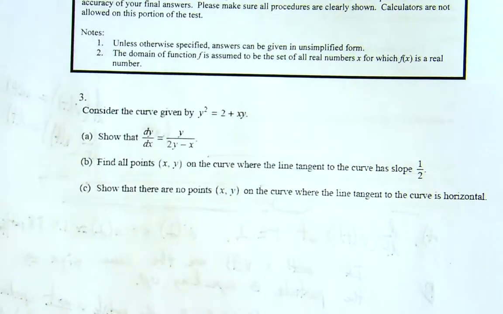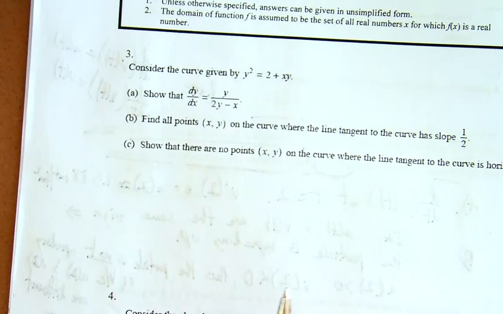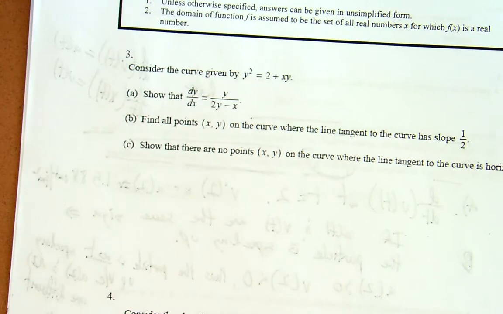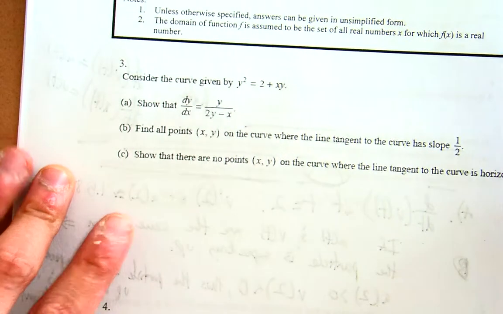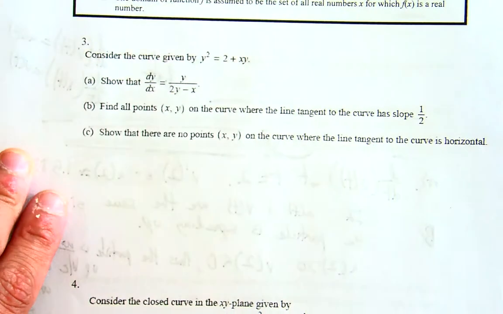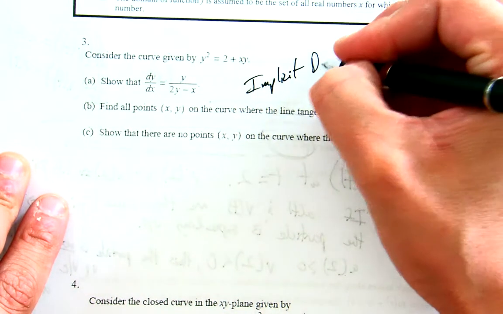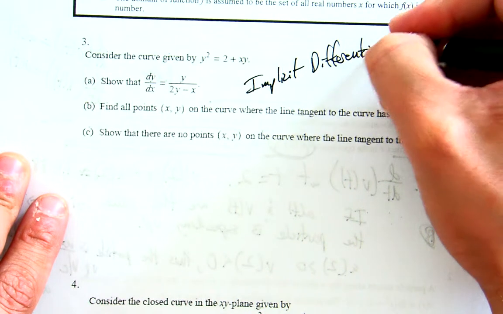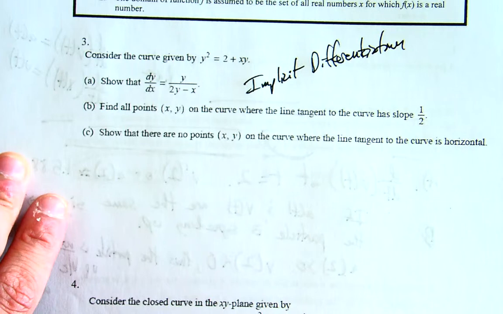Alrighty folks, we're doing free response question number 3 here, and it says consider this curve y squared equals 2 plus xy. And it shows that dy/dx equals y over 2y minus x, and we have to use what type of differentiation here? What type do we have to use? It is implicit differentiation. Why implicit? Because y cannot be solved for.